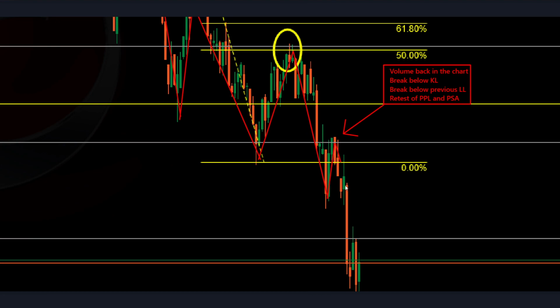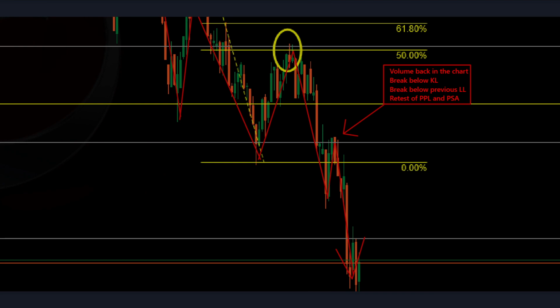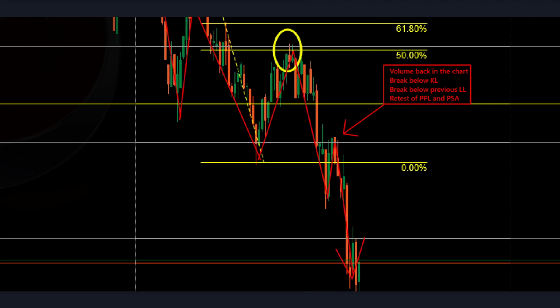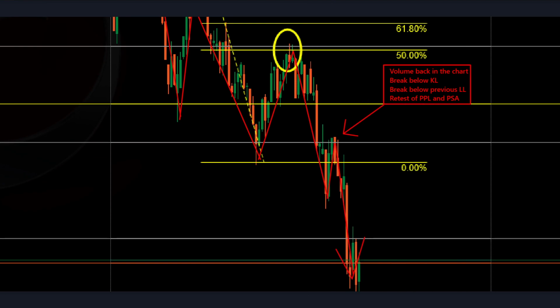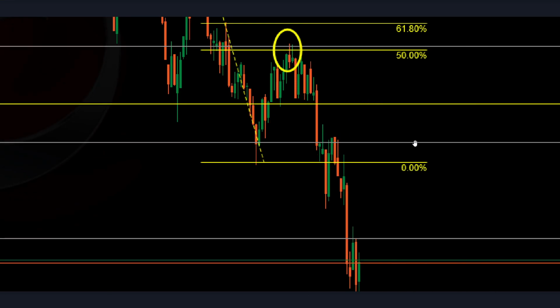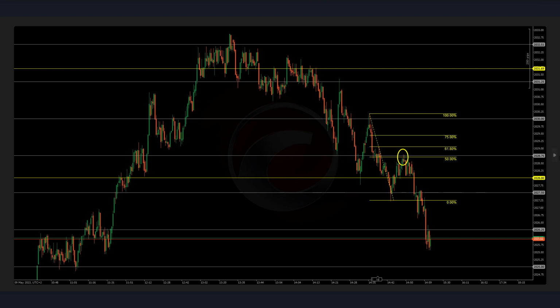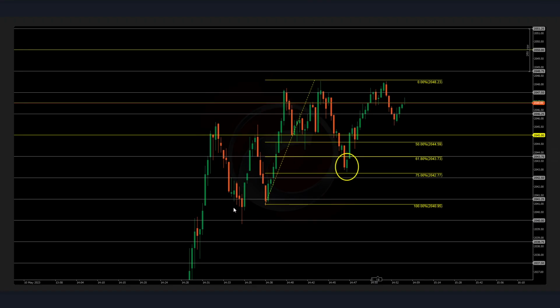And there you go. That's quite easy to see, like this. Okay, we can retest, and that's the possible entry. So that's another one. Now we are in a little bit of a messy area.